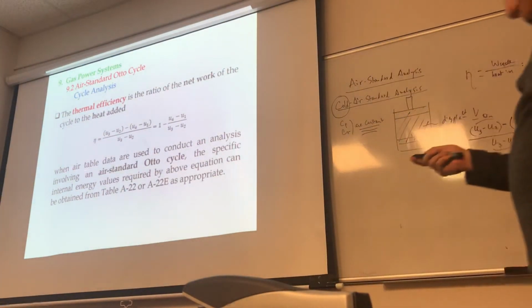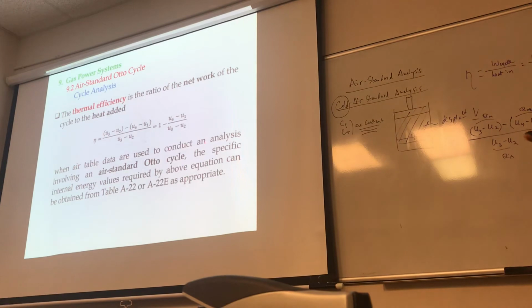So when air table data are used to conduct an analysis involving an air standard Otto cycle, the specific internal energy values required by the above equation can be obtained from table A22 or A22E, depending on which units you'll be using.